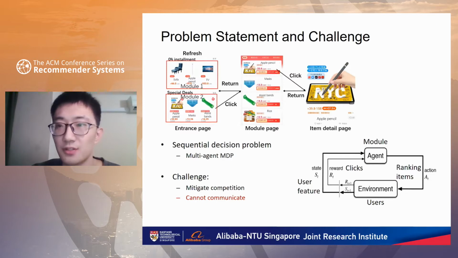The interaction between users and the platform is a sequential decision problem. Users can go to module pages and item detail pages, or refresh the entrance page to obtain other recommended commodities. So we use a multi-agent Markov decision process to model interactions. In the MDP, modules are agents and users are the environment. An agent ranks items based on users' features and obtains clicks as reward. A user's features change according to their behaviors. The challenge in this process is that we need to mitigate competition between modules without communication, since modules need to recommend items simultaneously within a very short period.